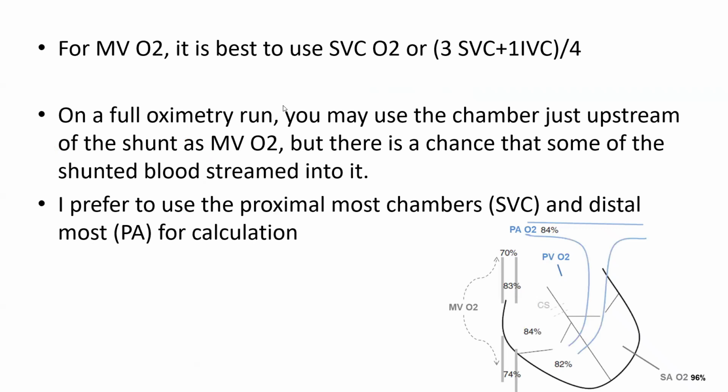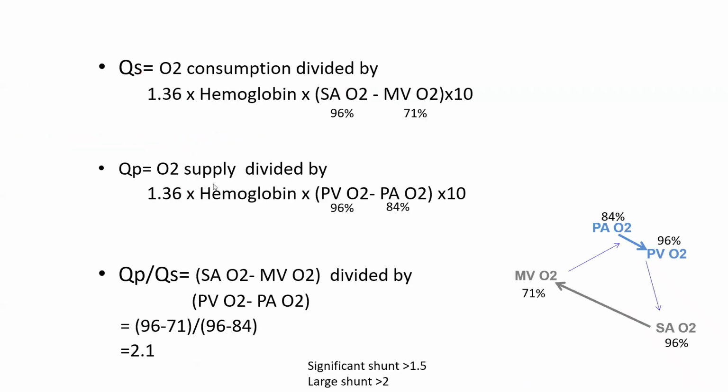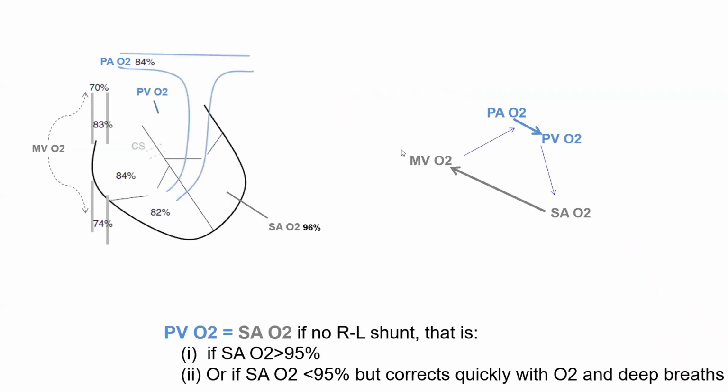The problem, like I explained, is that the chamber immediately upstream of the shunt can get streaming retrogradely from the shunt, or if it is the right atrial chamber in the case of ASD, the right atrium is very subject to error in sampling. And you have to best sample it at the lateral RA side. I prefer to use either SVC O2 or 3 SVC plus 1 IVC divided by 4 as my mixed venous O2 for the step up and especially for the QP/QS calculations.